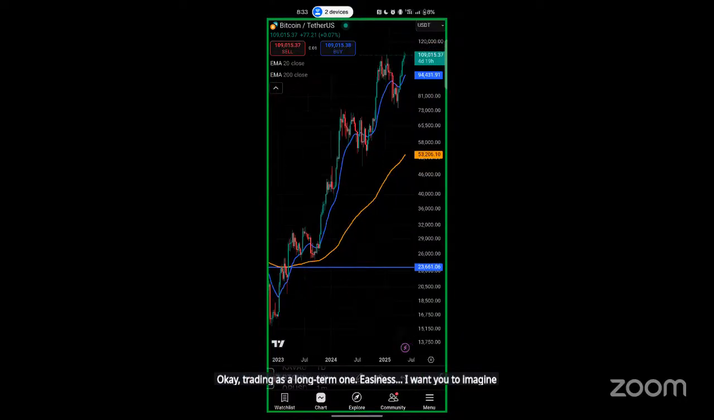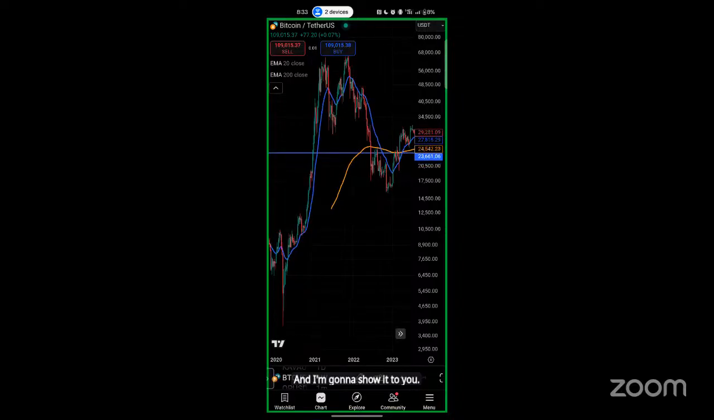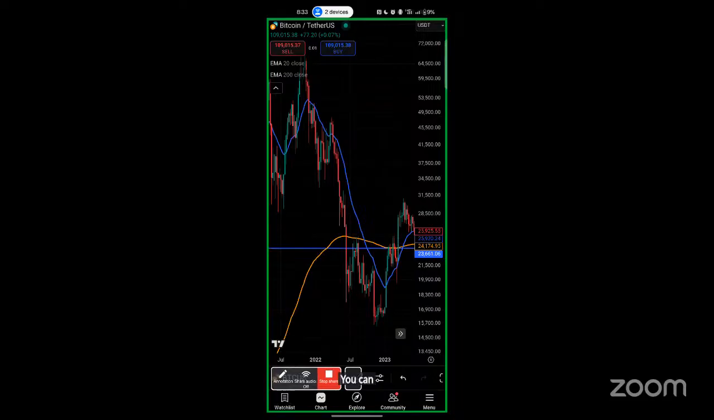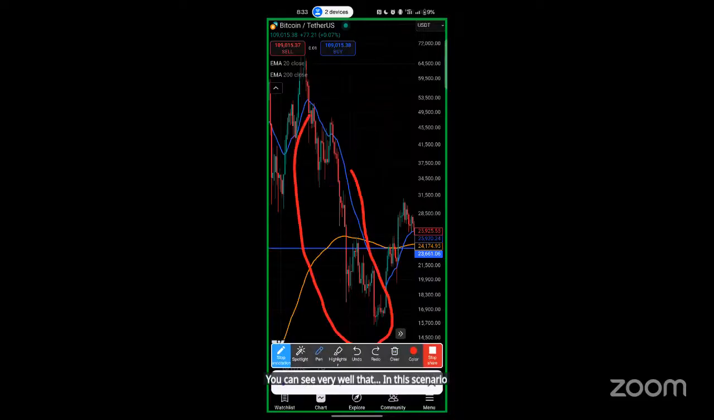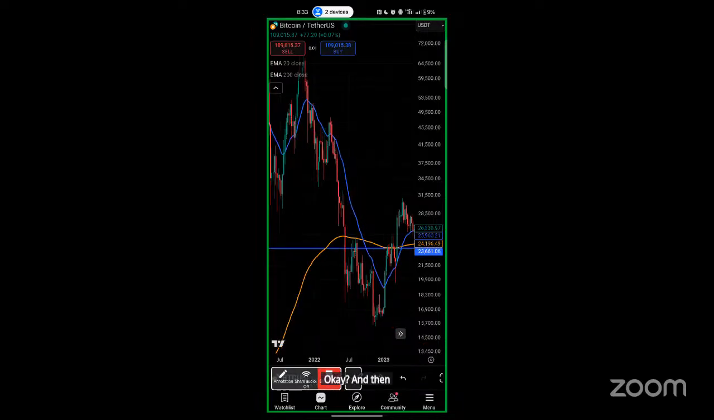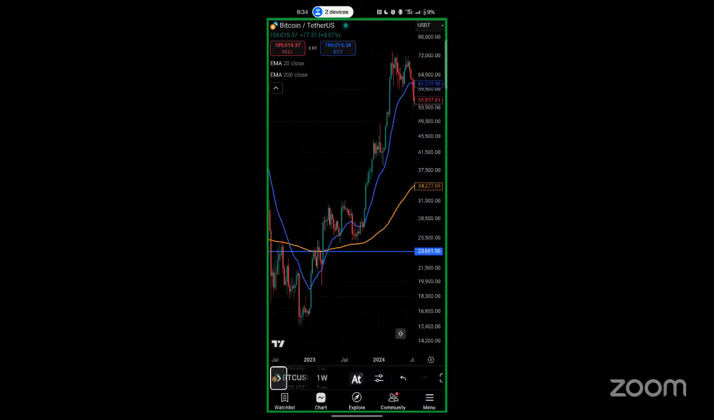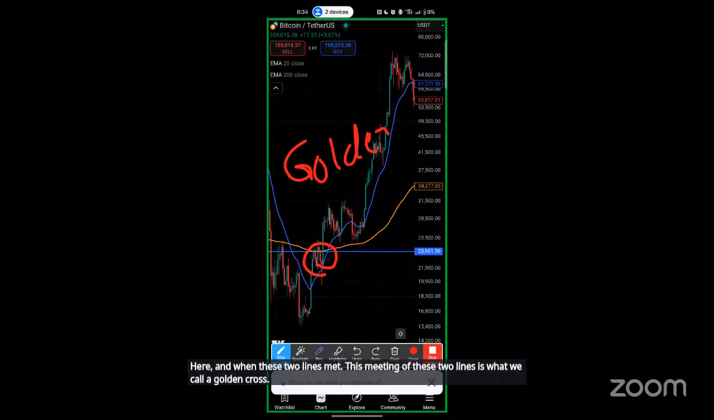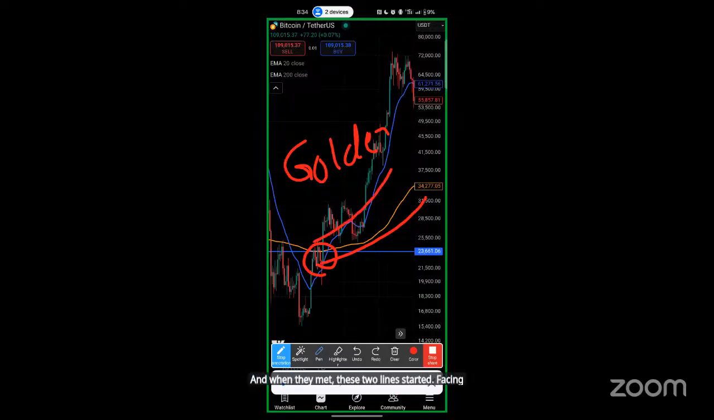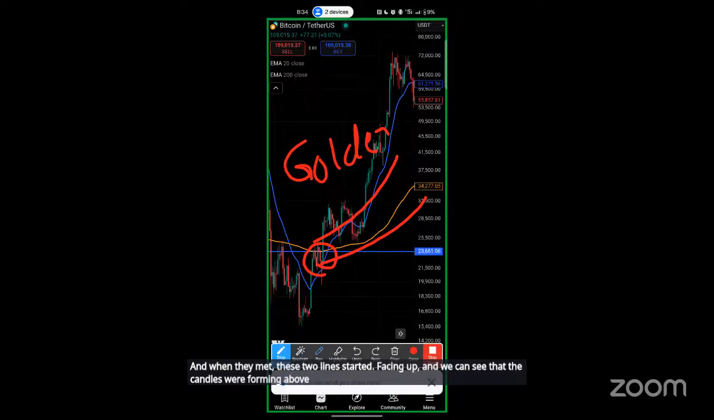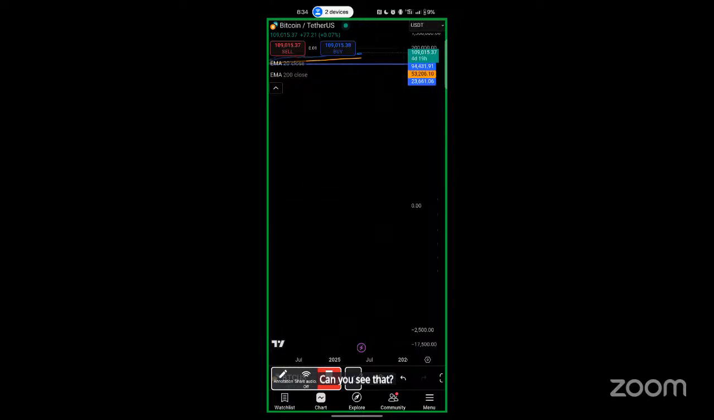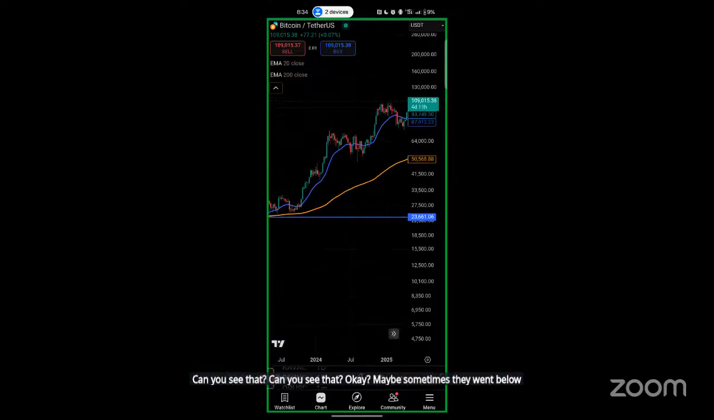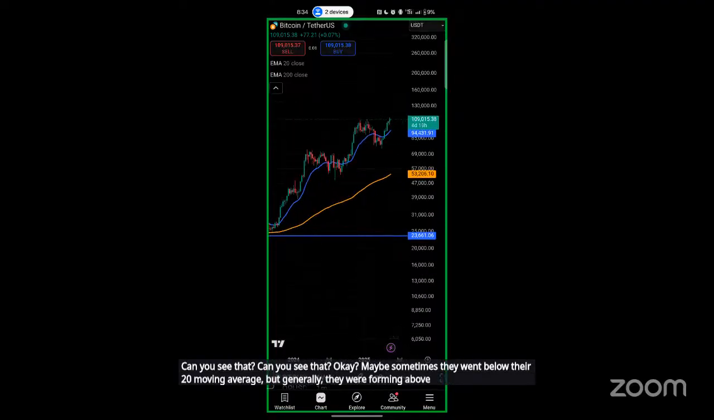I want you to imagine, ladies and gentlemen, and I'm going to show it to you. For example, you can see very well that in this scenario, prices were forming below the 20 moving average. And then these two lines met at this important point here. This meeting of these two lines is what we call a golden cross. When they met, these two lines started facing up, and the candles were forming above these two lines. Can you see that? Maybe sometimes they went below the 20 moving average, but generally they were forming above the 200 moving average.